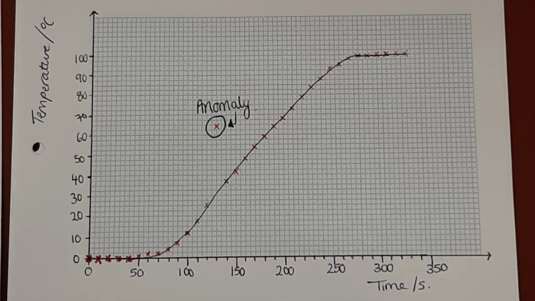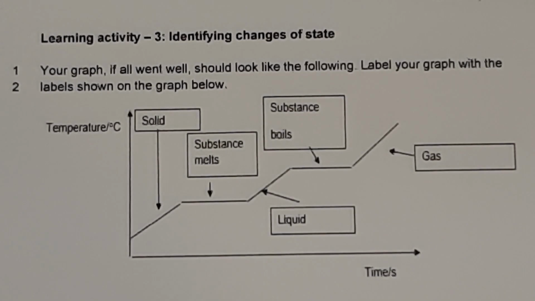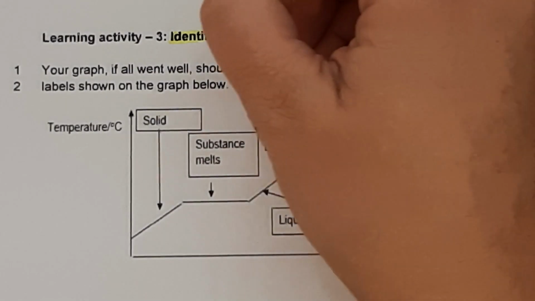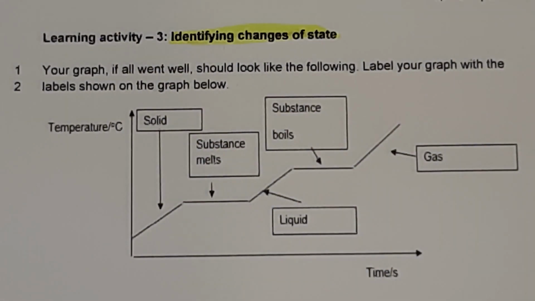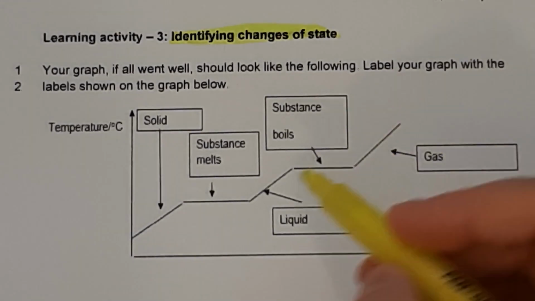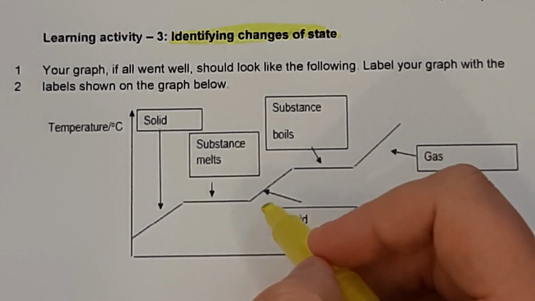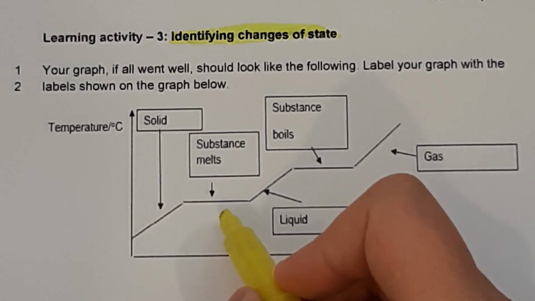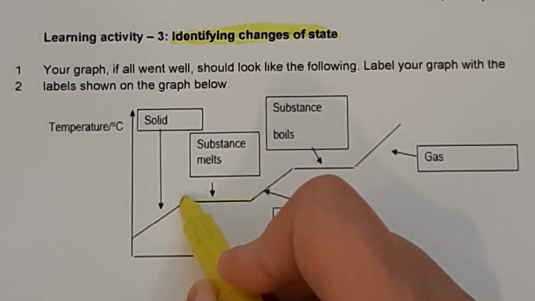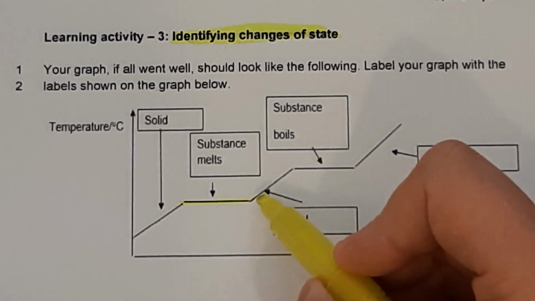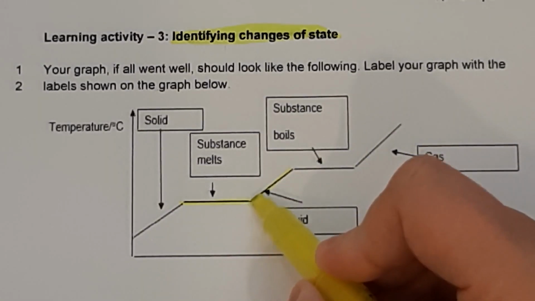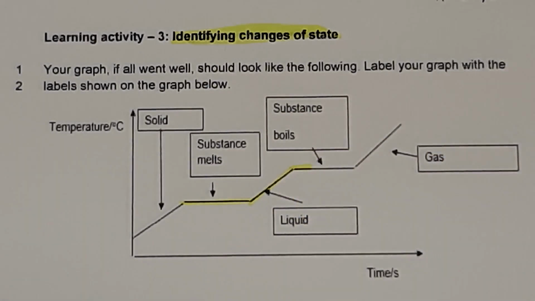Okay, then we're going to have a look at part 3 on page 33. So we've got identifying changes of state here. So your graph, if all went well, should look a bit like the following. Well, in fact, we've only done part of this graph. So our graph starts off with our substance as a solid, and it melts, which is the first thing that's happening. Okay, and then it is a liquid, and then it boils, and that is the part of the graph we have.